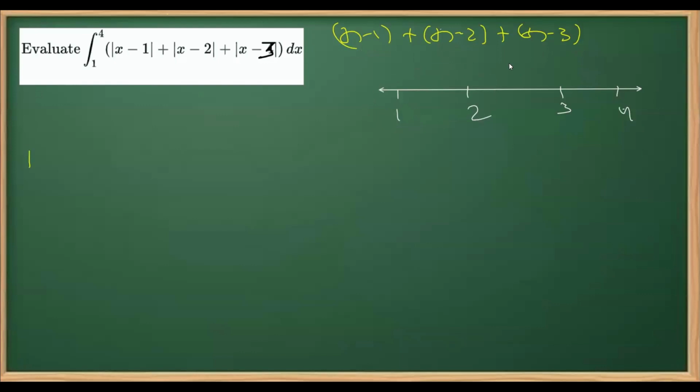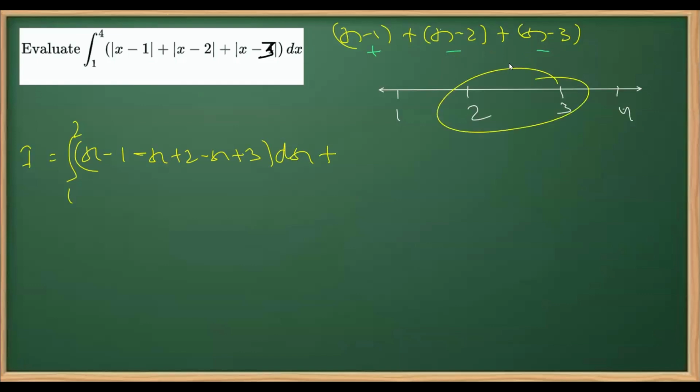So I is equal to the integration from 1 to 2. Let's check by taking a value here, say 1.5. For that, the first factor will be positive, the second will be negative, and the third will be negative again. So I'll write x minus 1. The second is negative, so negative of this is minus x plus 2. And negative of the third is minus x plus 3, whole dx.